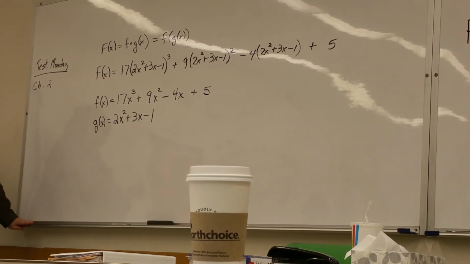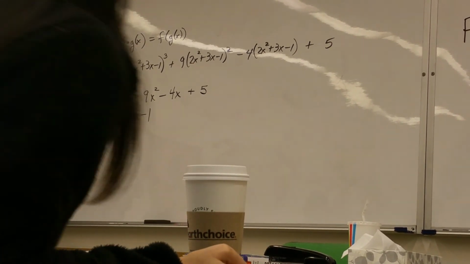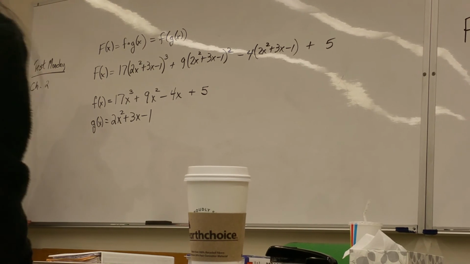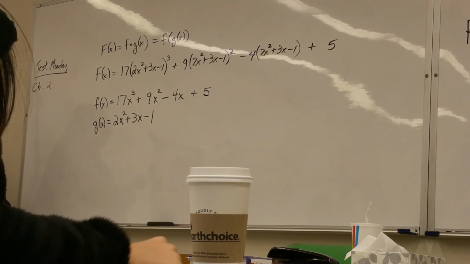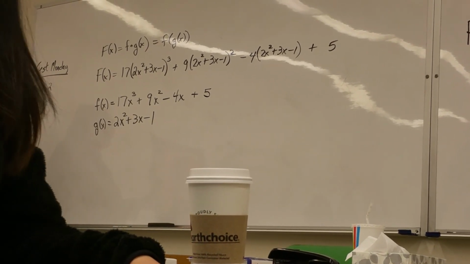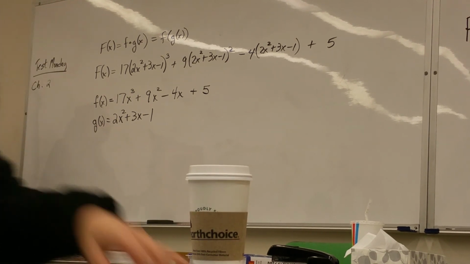When we use this property in calculus, it's called the chain rule. Remember I said composition is just like chaining two functions together. This is really unchaining.